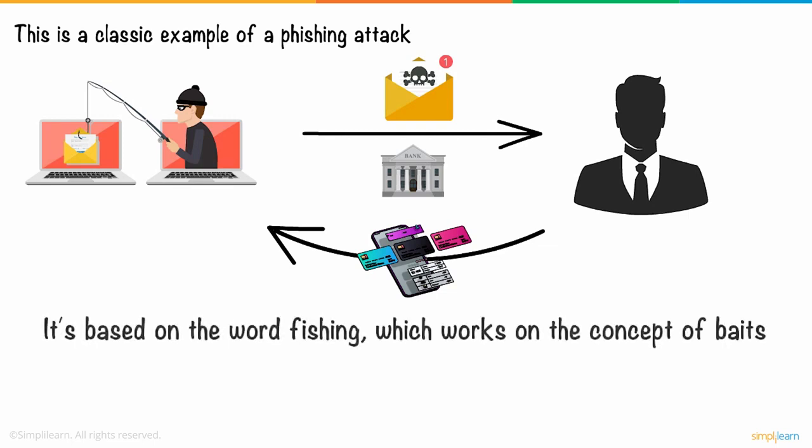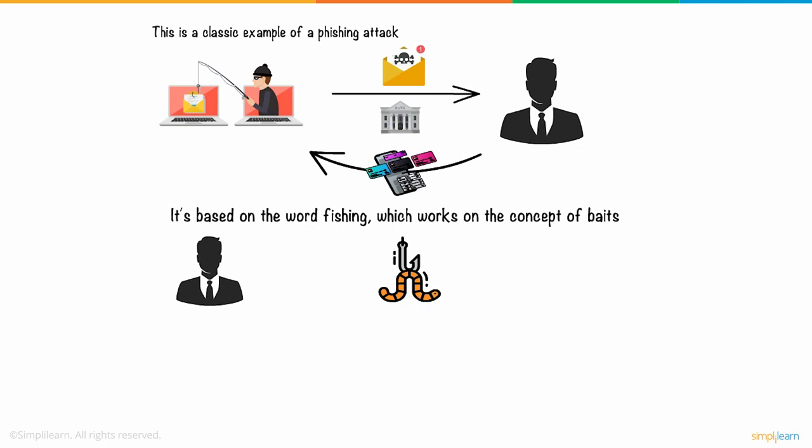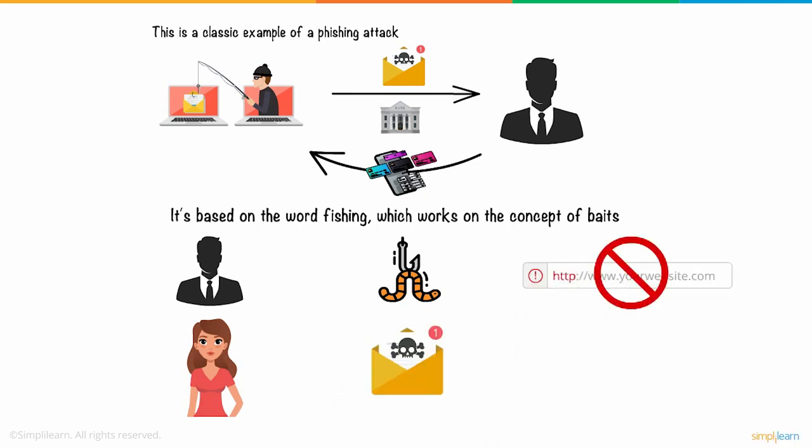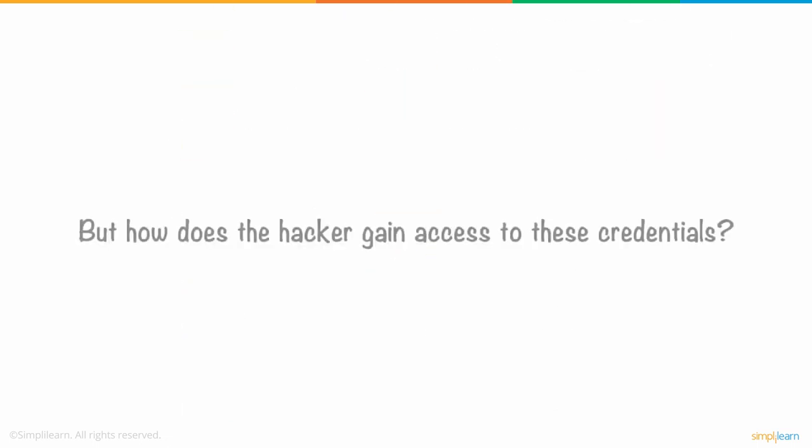It's based on the word fishing, which works on the concept of baits. If a supposed victim catches the bait, the attack can go ahead, which in our case makes Jane the fish and the phishing emails the bait. If Jane never opened the malicious link or was cautious about the email authenticity, an attack of this nature would have been relatively ineffective. But how does the hacker gain access to these credentials?